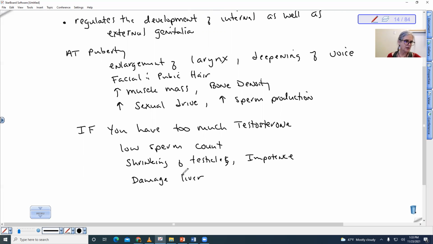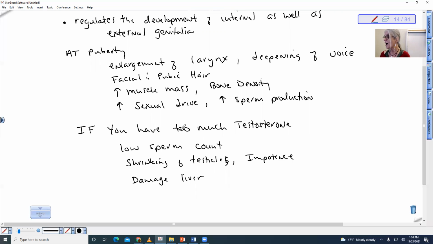It could lead to problems with high blood pressure and cholesterol. It could increase your risk of blood clots. It can make you inappropriately aggressive, right? So this would be a reason not to use testosterone as an anabolic steroid. The testosterone needs to be regulated at the proper level.